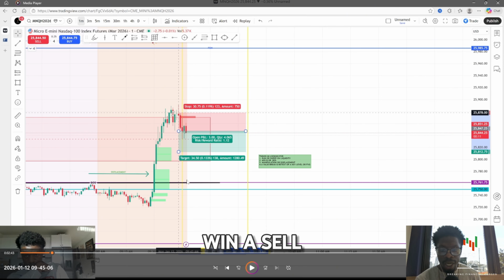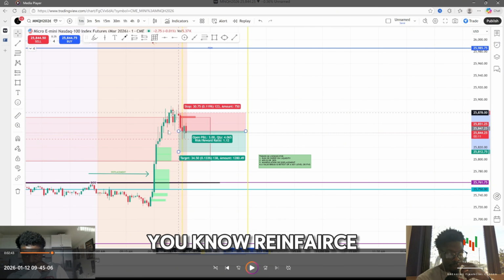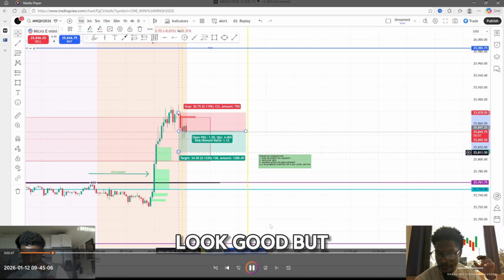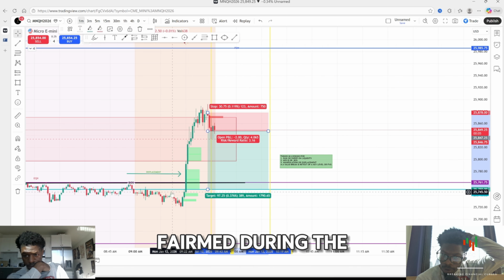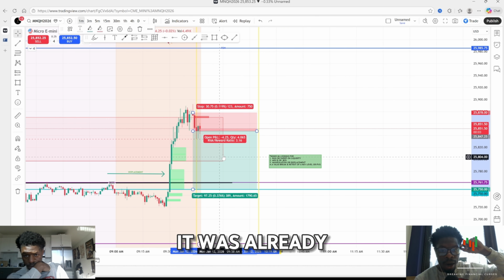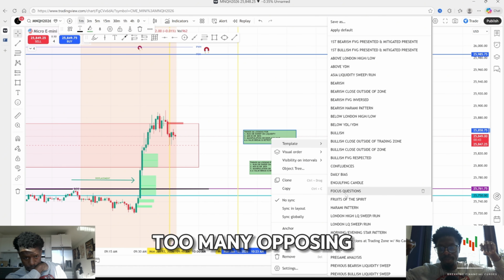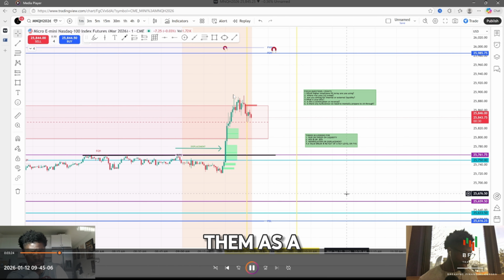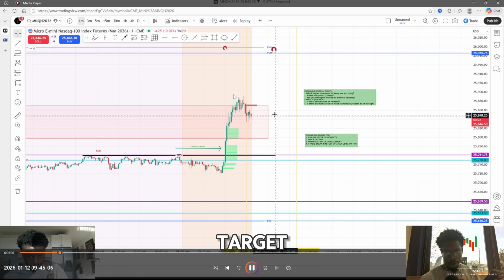I don't want to just win a sell. I want to see price go toward my draw on liquidity and reinforce my conviction on that draw. It did look good, but it wasn't a fresh bearish fair value gap that formed during the macro. It was already formed, and I had too many opposing PD arrays. I'd rather buy off of those instead of use them as a profit target.